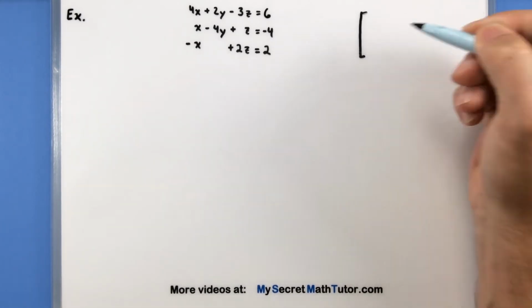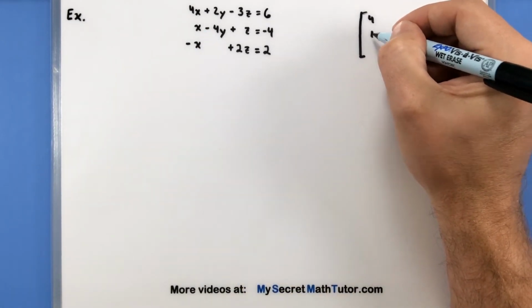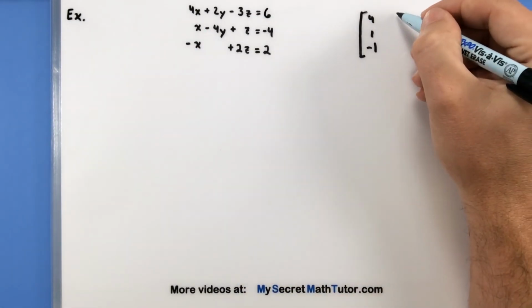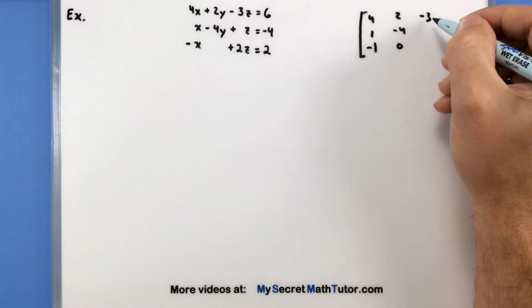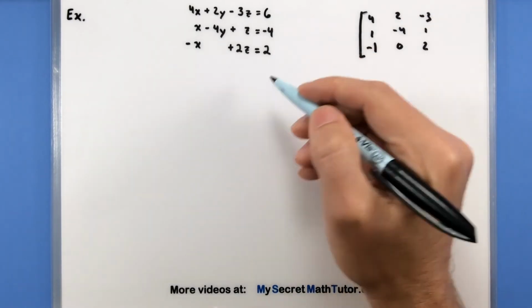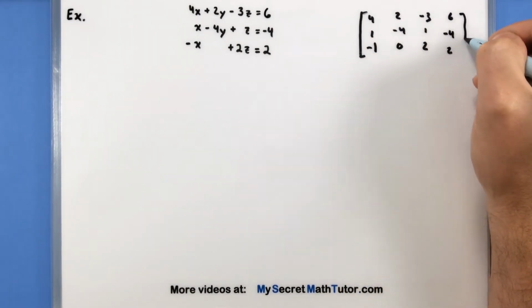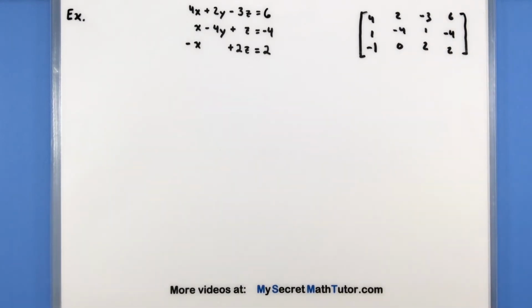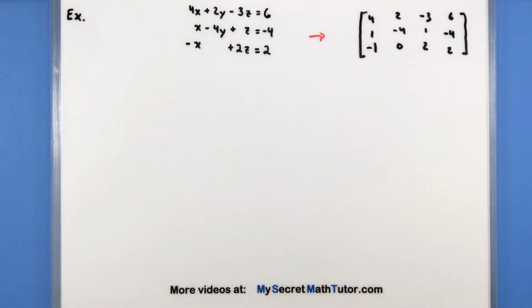All right, same step as last time. We just want to convert this into a matrix. So we're going to take all of our coefficients like the 4, 1, negative 1. Then I have a 2, negative 4, and 0. Let's see, then a negative 3, 1, and 2. And my constant coefficients are 6, negative 4, and 2. Okay, so that's not so bad. We have a matrix. Now we actually have something that we can work with.